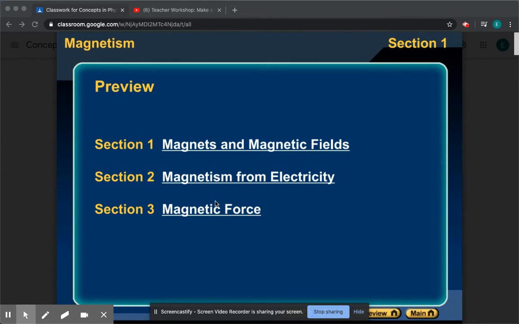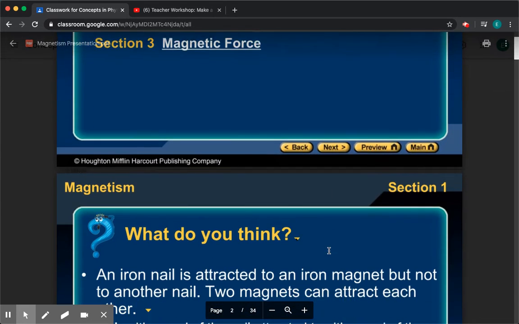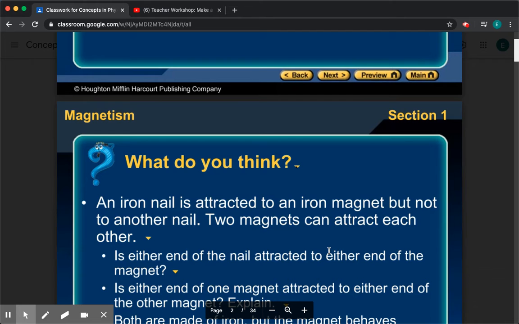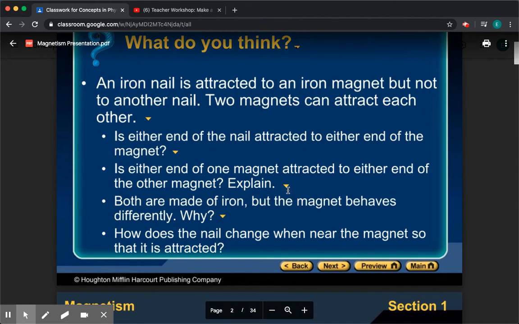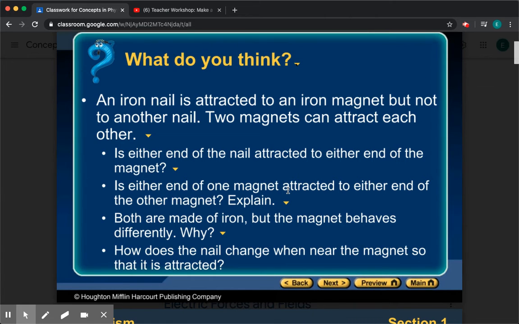Today we are starting a new unit that focuses on magnetism, okay? And today we're going to start with section 1, which focuses on magnets and the magnetic field, okay? Here, I'll start this off with a prompt. I'm sure you have all worked with magnets before, but do you understand why they're magnetized in the first place, okay? Let's go through this prompt real quick.